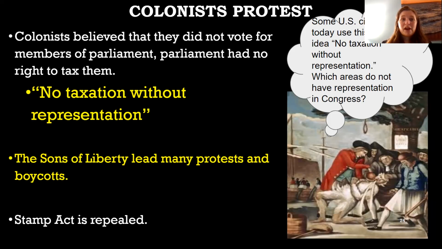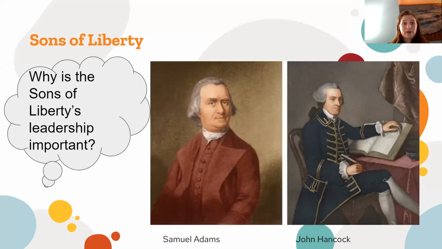So some areas that are part of the United States today still use this slogan, no taxation without representation. For example, Washington, D.C. does not have representation in Congress. So you even see things like license plates of D.C. with this slogan on them to try to advocate for congressional representation for areas in the U.S. today, such as Washington, D.C. or territories like Puerto Rico.